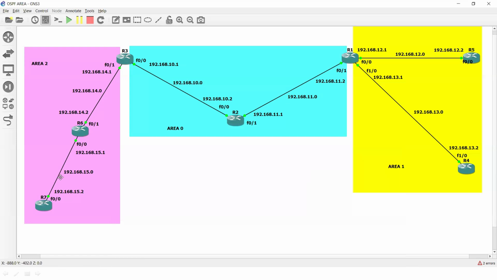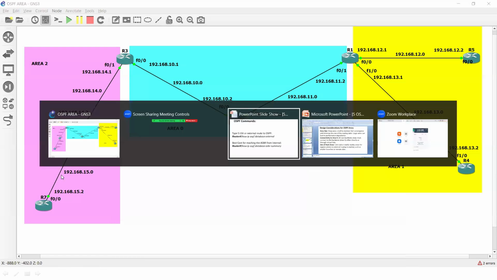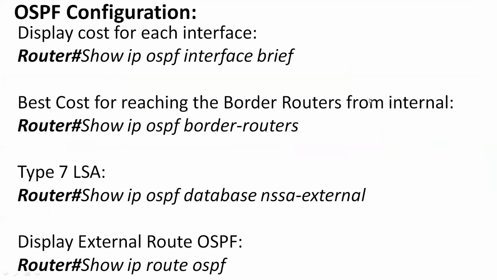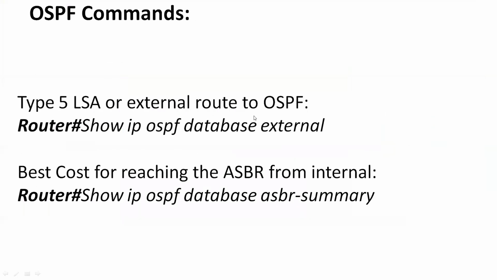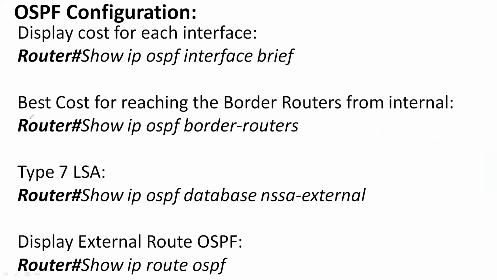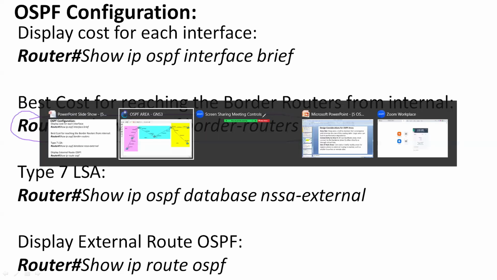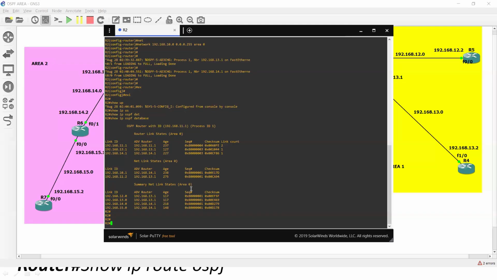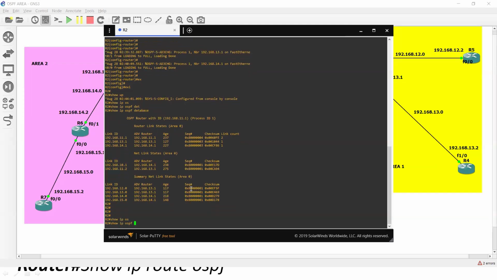Okay, now there is a command: show ip ospf border-routers. By this command we can check which one is our nearest border router. Okay, so let's observe this also practically. So I will go to R2 and put the command show ip ospf border-routers.